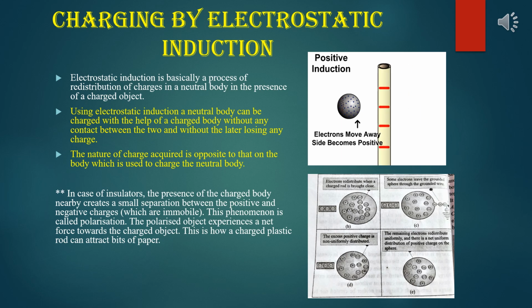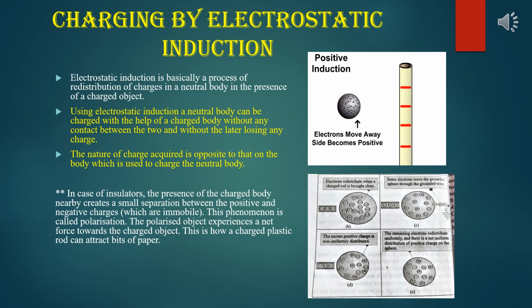For that you have to see the next image carefully. What will happen? First, I have brought the negatively charged rod. That created a redistribution of charges. The negatively charged electrons are moving away from the rod. Now I am just grounding, earthing the second surface of the conductor.